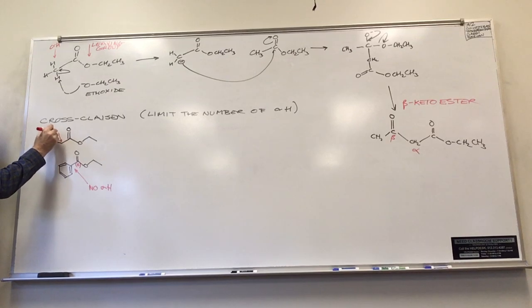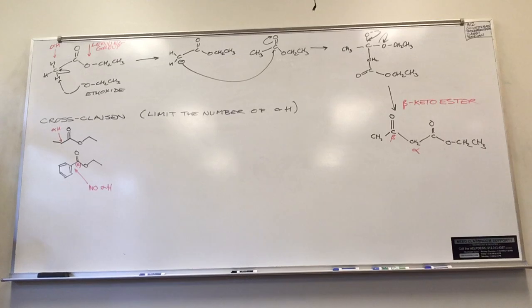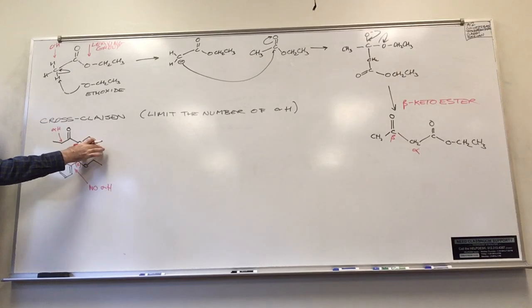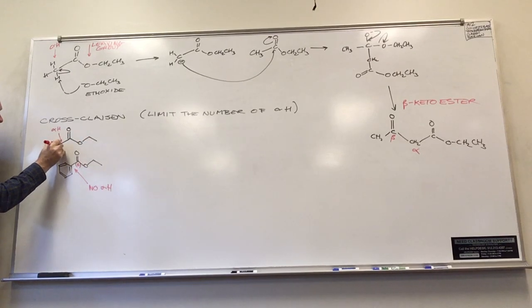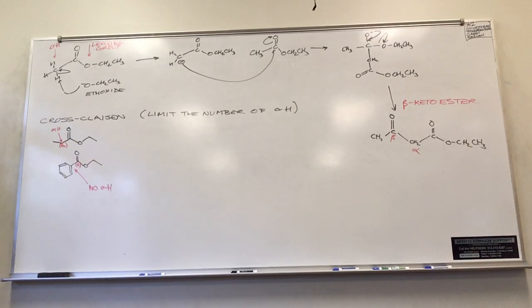I have 2 alpha hydrogens right there. Which means if I put this in base, and the base that I'm going to use is the same as my leaving group, here is where my nucleophile is going to be generated. Right there. Okay, let's do it.